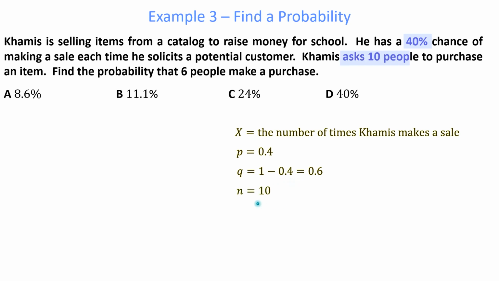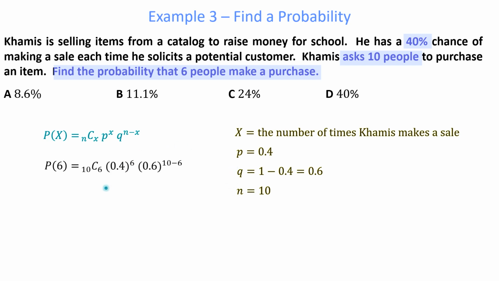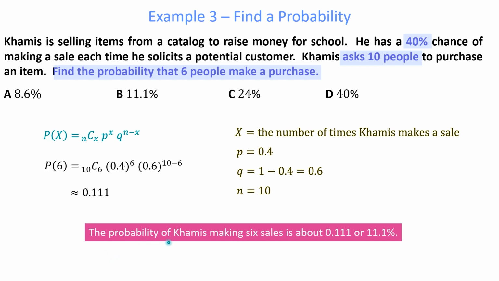And the number of trials is equal to 10 because Hamis asks 10 people. This is our binomial probability formula. Now remember the question is asking, find the probability that 6 people make a purchase. So x is equal to 6. So we have x equals 6 and we have the values for p, q and n. We can substitute into this formula to give us the following and then use our calculator to give us the following answer. So this tells us the probability of Hamis making 6 sales is about 0.111 or 11.1%. So we can circle B as the correct answer.